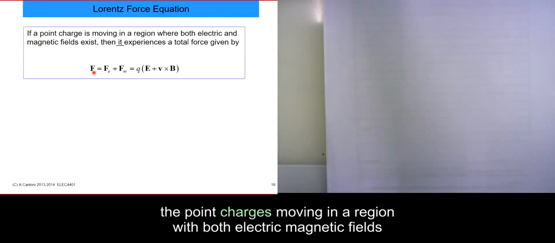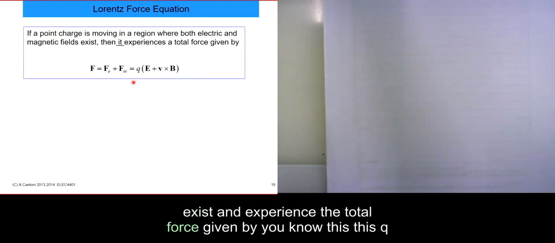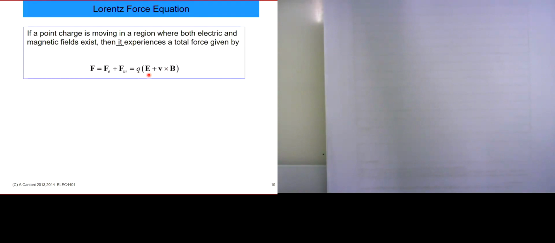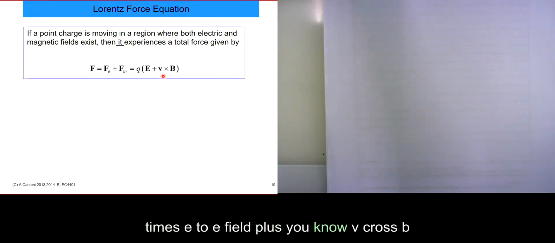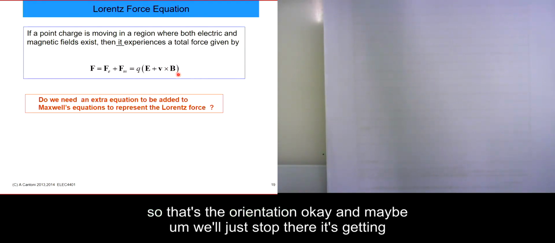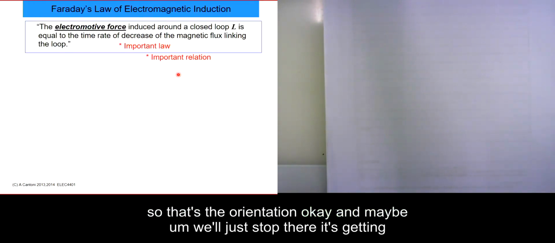So if a point charge is moving in a region where both electric and magnetic fields exist, then it experiences a total force given by Q times E, the electric field, plus V cross B. That's the Lorentz equation. Maybe we'll just stop there.